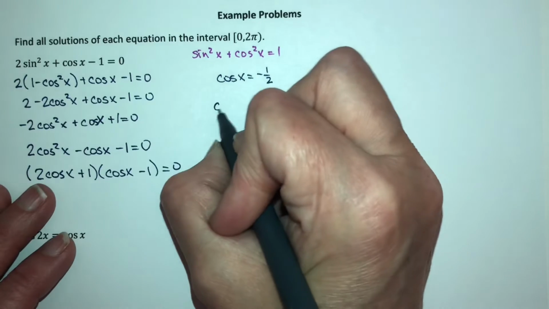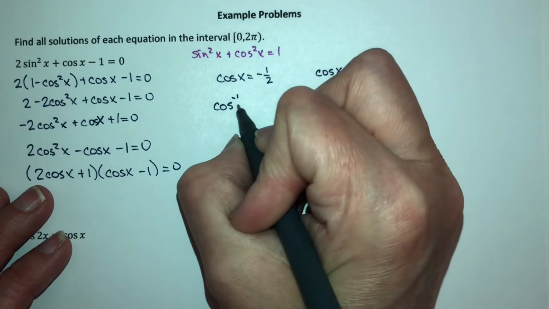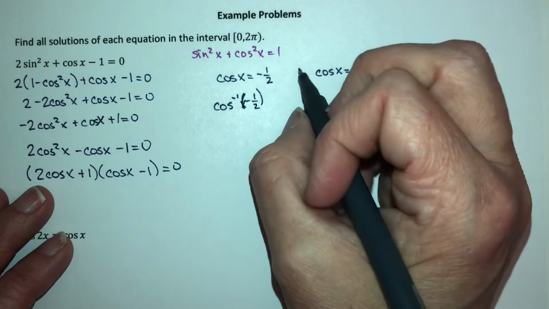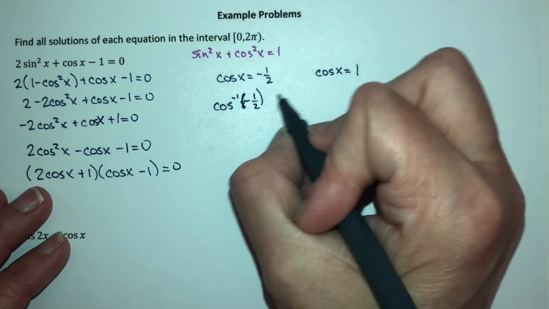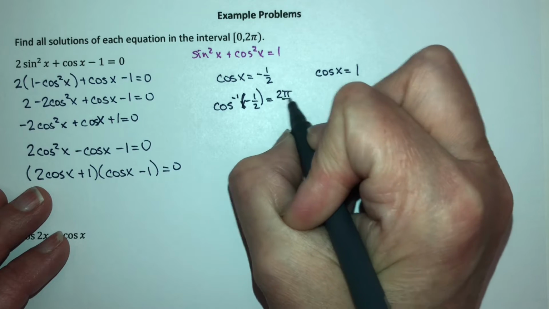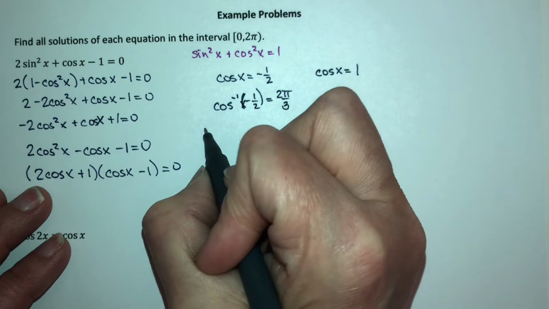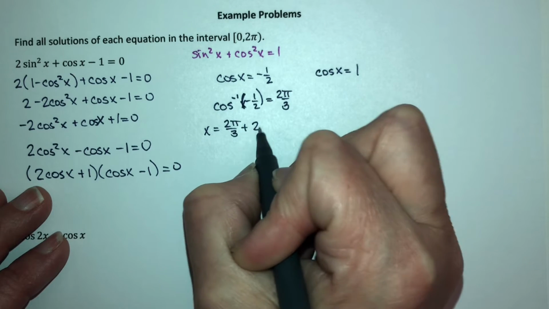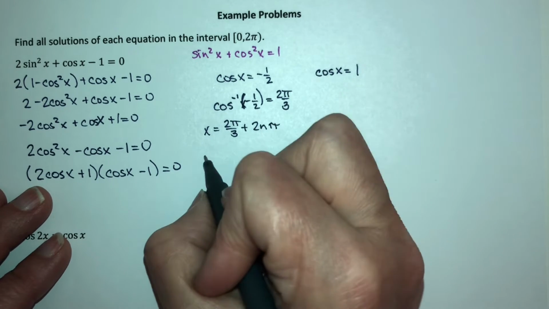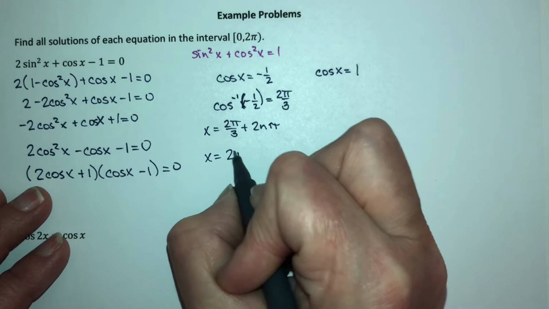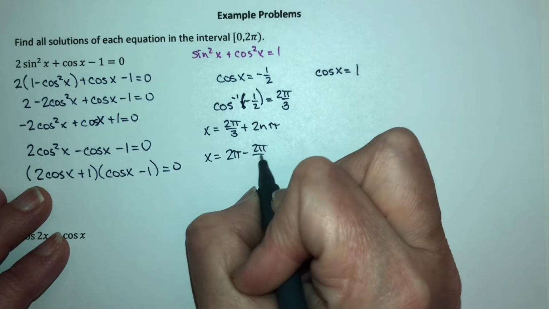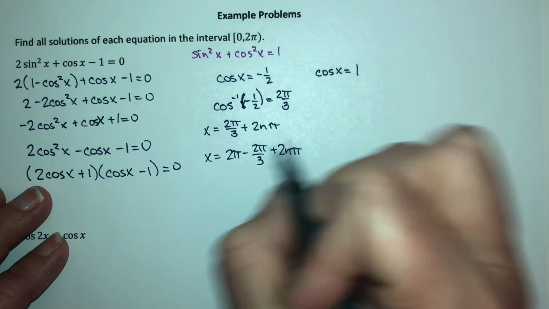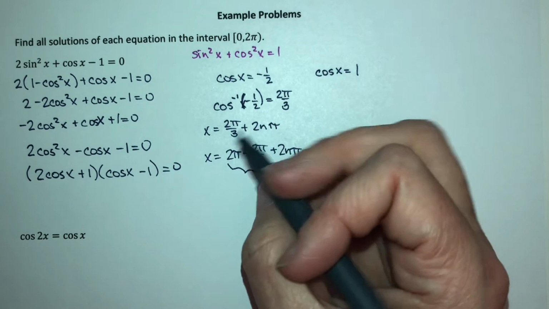Okay. Inverse cosine of negative 1/2 is 2 pi over 3. So that means I have 2 pi over 3 plus 2n pi. Or I have x equal to 2 pi minus 2 pi over 3 plus 2n pi. And that is 4 pi over 3.